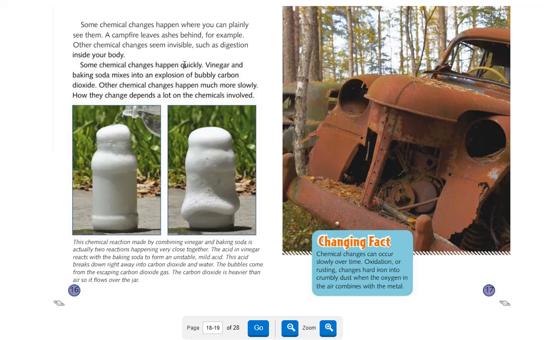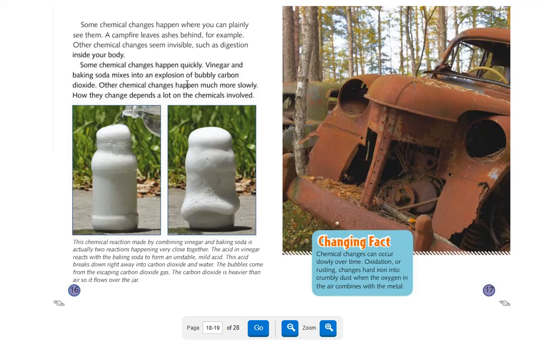Some chemical changes happen quickly. Vinegar and baking soda mix into an explosion of bubbly carbon dioxide. If you've ever seen one of those volcanoes before, that's made of a mixture of baking soda and vinegar, which releases a bunch of carbon dioxide gas. You could maybe even make bottle rockets out of that too.